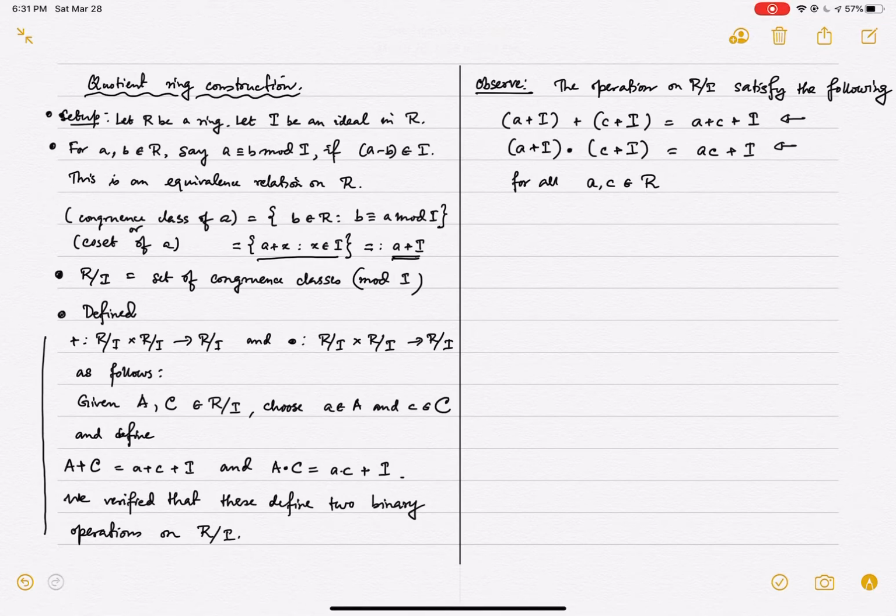Okay? Why though? So can I verify this thing here? You give me two elements of R mod I, so two cosets. Here they are, a plus I and c plus I. How am I supposed to add them? The definition is on the left-hand side. I'm underlining it right now.